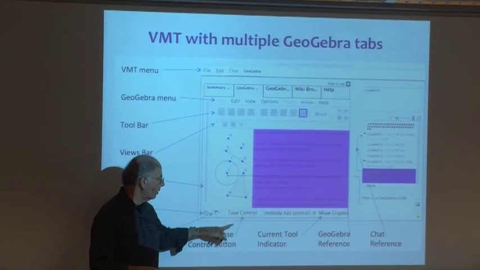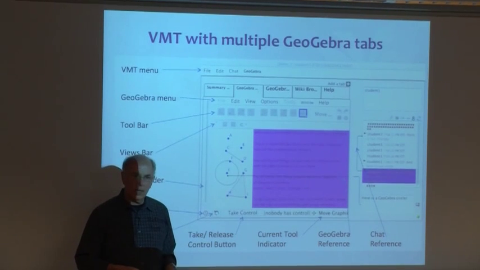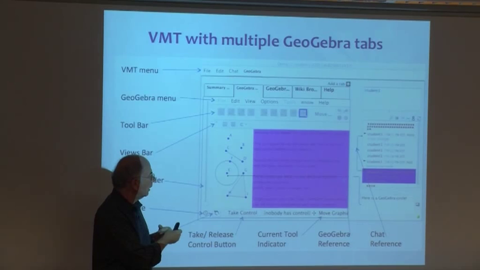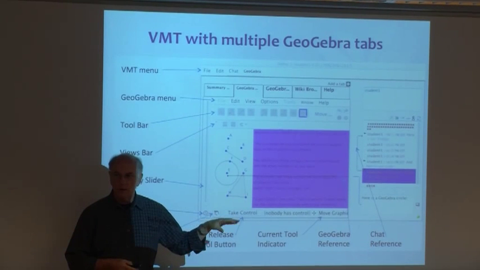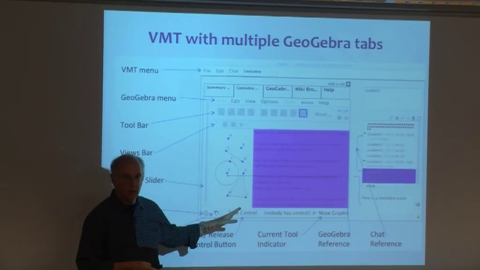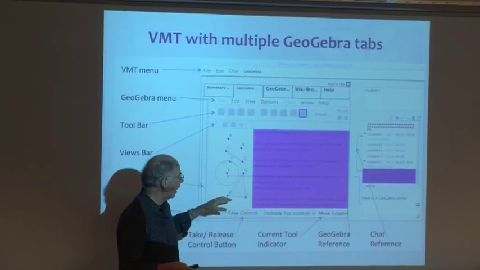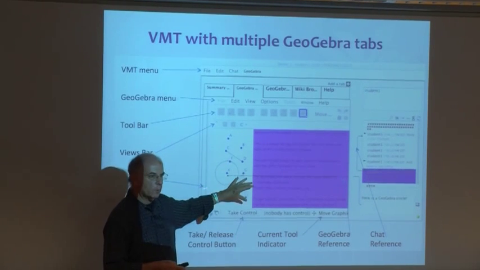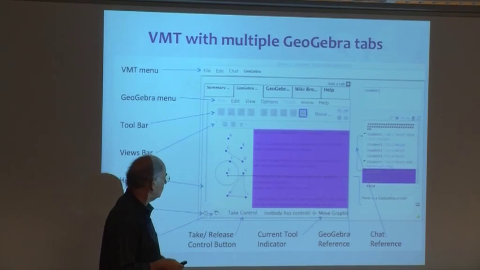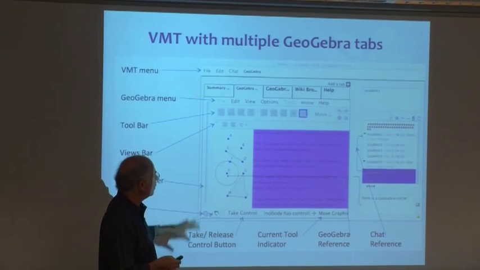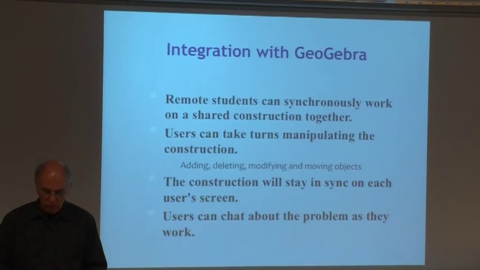It has a control button, so students alternate having control of the GeoGebra. Even though it's multi-user, we didn't want several students manipulating the same figure at the same time. We want them to watch what each other's doing. So one student takes control, and they negotiate who's going to be in control in the chat. They take control, and then everybody else watches what they do, and then they'll switch. So those are the main features of the system.